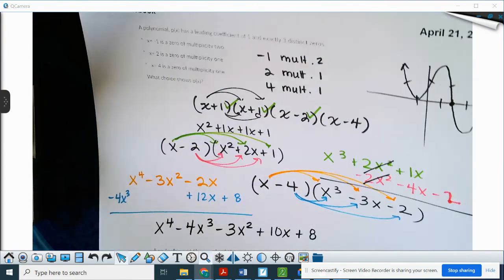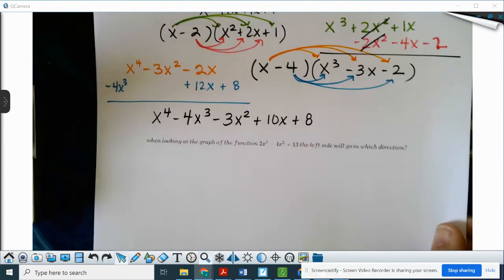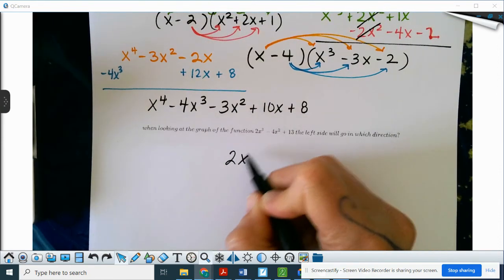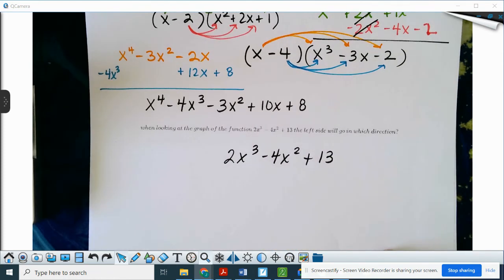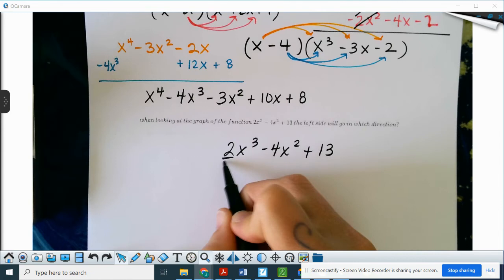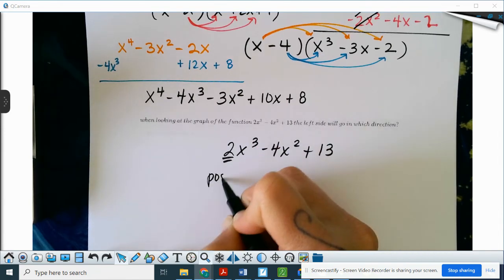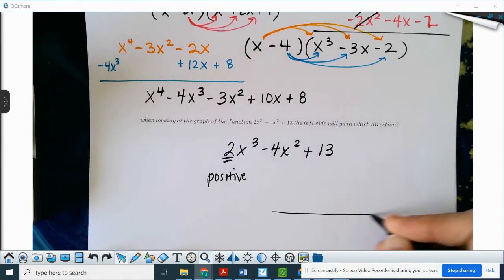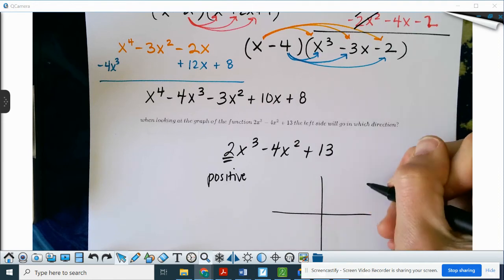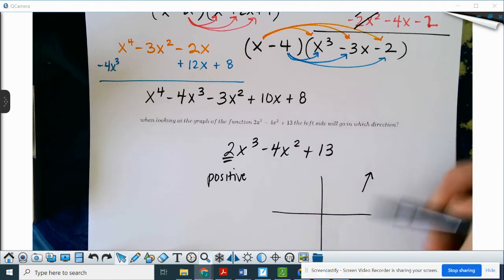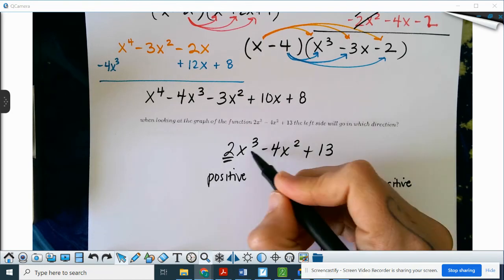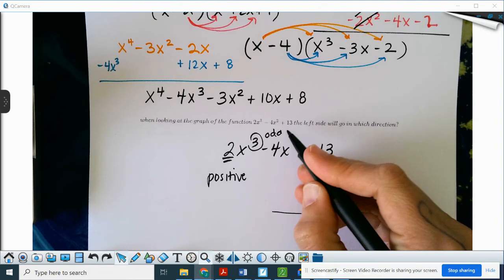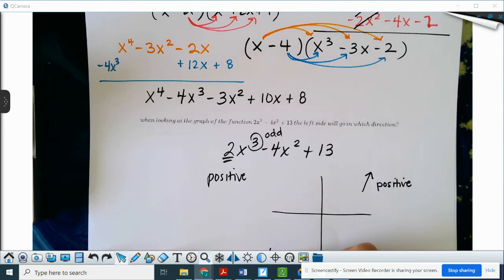It is a little bit of a commitment and a lot of work. When looking at the graph, 2x to the 3rd power minus 4x squared plus 13, the left side will go in which direction? Okay, so leading coefficient is positive, which means if I'm looking at this, it's going to be going up right here on the right-hand side. So it's going to finish going positive because the leading coefficient is positive. And then the degree is odd, which means it's going to be opposite on the other side. So it's going to be going down on the left and up on the right.